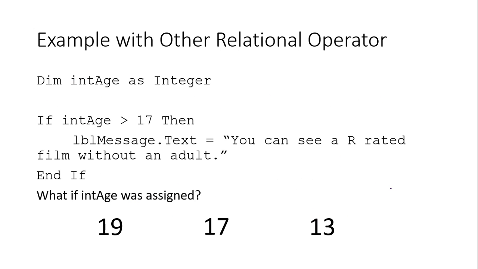So let's take a look at an example here. I have int age again as integer. Int age needs to be greater than 17. If it is, I will display you can see an R-rated film without an adult. And I have my end if there. So int age again, they're going to assign it a value of 19. Let's check. If int age is greater than 17, so again we're going to cross off int age, it's 19. Is 19 greater than 17? Is 19 bigger than 17? Yes, right? It is. So that's a true statement. Since that's a true statement, I can go inside of the if. I will run what's inside this if statement. So this will say you can see an R-rated film.